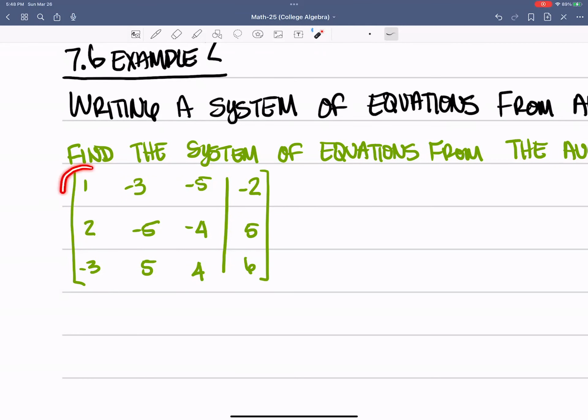So let's start with this first equation. This first equation has a 1 for the coefficient of x, a -3 for the coefficient of y, a -5 for the coefficient of z, and a -2 for the constant. So let's write that down. So 1x, and because it's 1, we really don't have to write that one. So we could just write x, -3y, -5z, and that's equal to a -2.